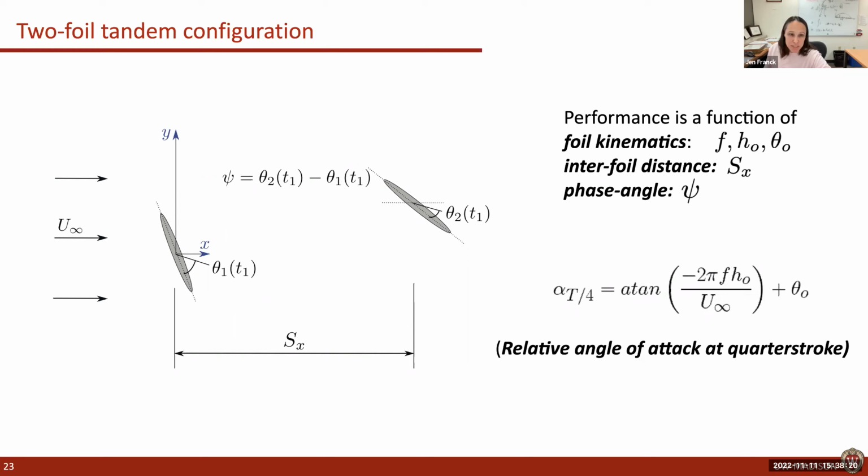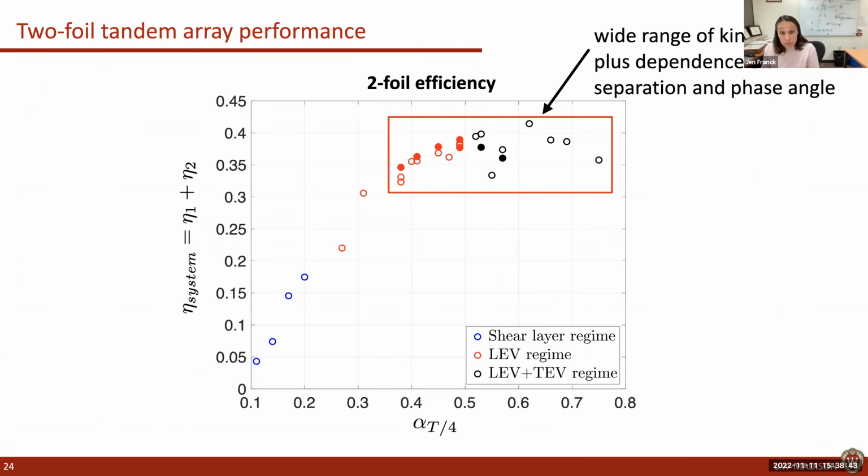So the phase angle of 0 means that they are doing the same thing at the same time, or completely out of phase means that one is at the top of its upstroke and the bottom of its downstroke. So the distance can change and the phase angle can change, but the 2 foils will do the same kinematics. And then we can cycle through all of those kinematics that we did before.